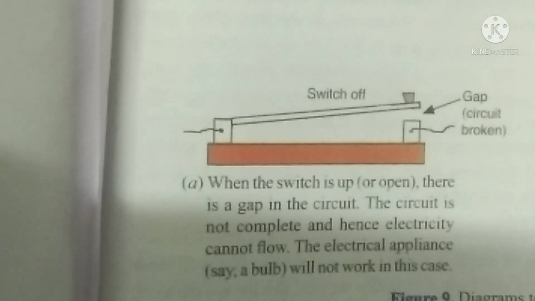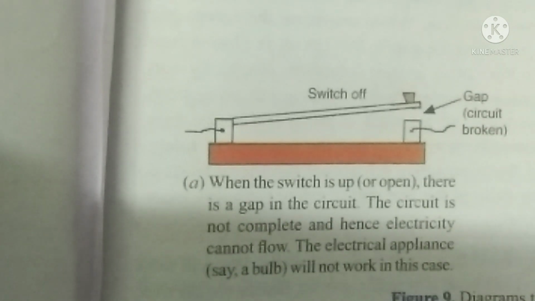When you want light, we switch on the light. And when our work is over, we switch off the bulb. What do we mean by that? Actually, a switch is a very simple device which is used to open or close a circuit.